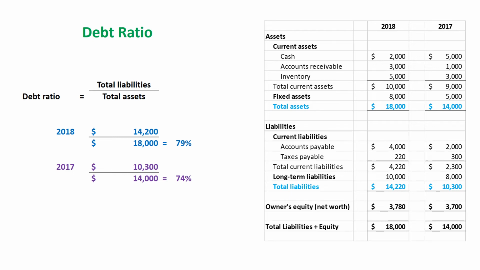Debt ratio. This is a key financial ratio used by creditors. Debt ratio equals total liabilities over total assets. The higher this ratio, the more risk of failure. In this example, the debt ratios are, in 2017, $10,300 over $14,000 equals 74%. In 2018, $14,200 over $18,000 equals 79%.